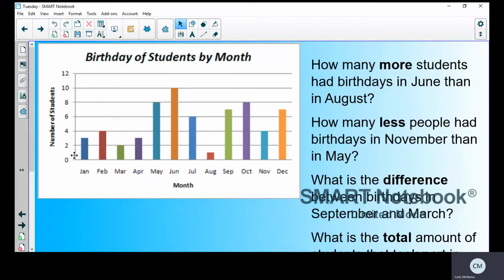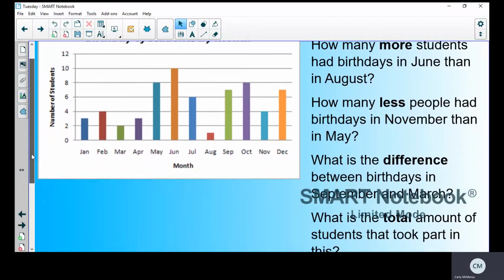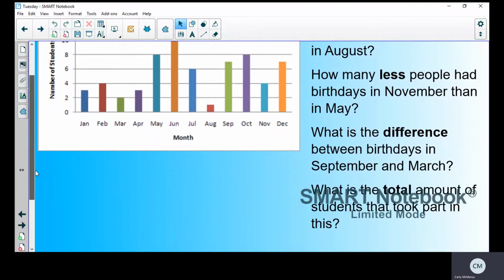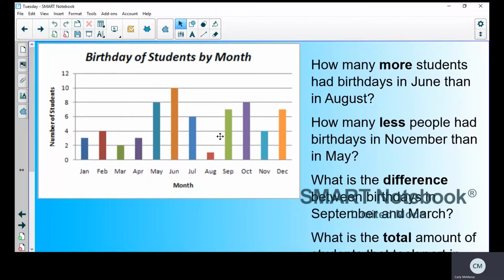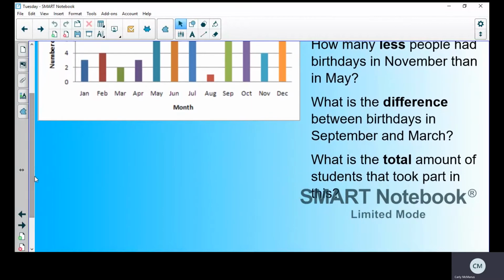The next one says how many less people had birthdays in November than in May. So November is here, they had 4, and in May there was 8. So you do 8 subtract 4. You're not adding them together because that's finding the total. When you're looking to find the difference between two things, then you do a subtraction. Another question you might get is, what is the difference between the birthdays in September and March? September, it was 7, and March, there was 2. Again, it's a subtraction.